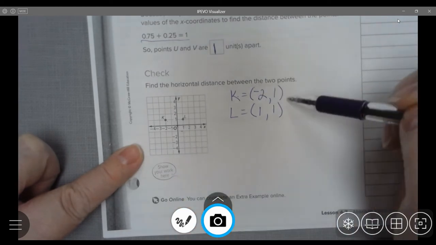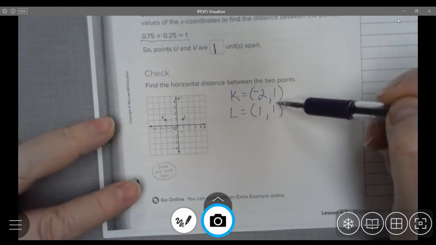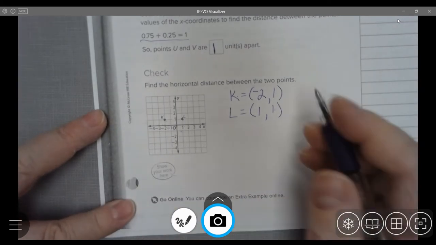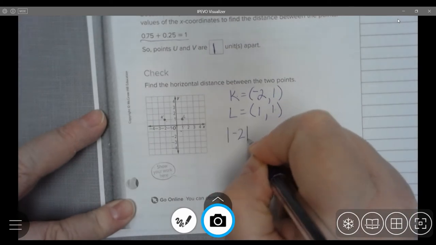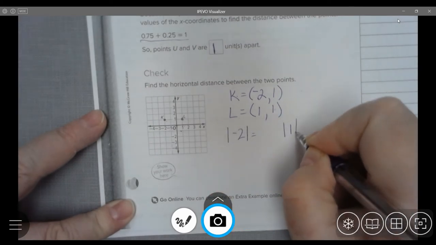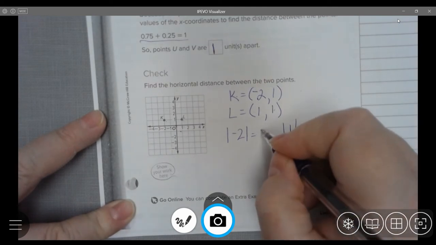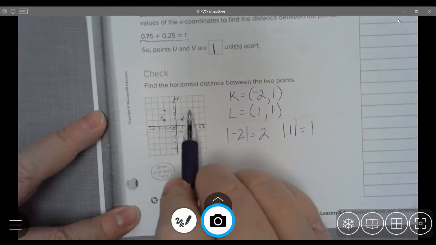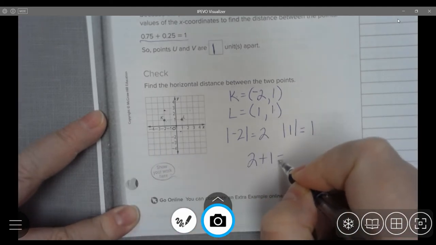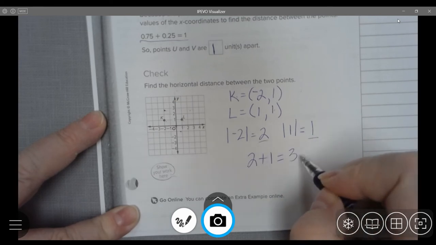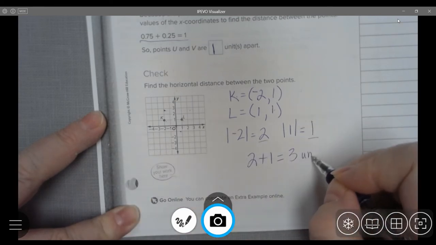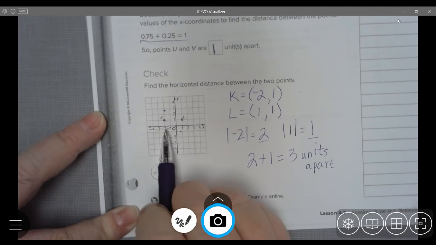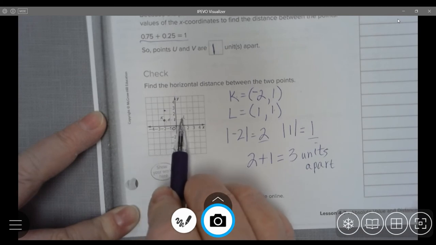And if we take a look, these y coordinates are the same, and the points are in 2 different quadrants. So we need to find the absolute value of -2, absolute value of 1, and the absolute value of -2 is 2. The absolute value of 1 is 1. And because they're in different quadrants, we have to add them together. So 2 plus 1 equals 3. So they're 3 units apart. I can go back and I can say here's 1 unit, 2 units, 3 units apart.